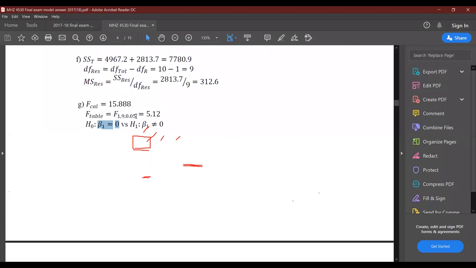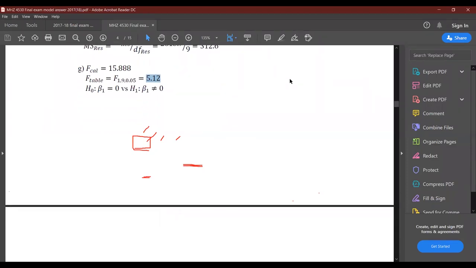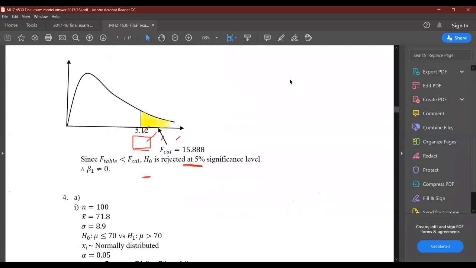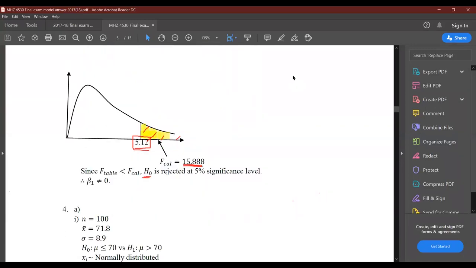If the calculated value is less than 5, then this hypothesis, beta 1 equals 0, is accepted. And if the calculated value is larger than the value from the graph, then it is rejected. I just keep that in mind and write the answer. To be frank, I don't have a very clear idea on the statistical part. If you have any doubts, please ask.